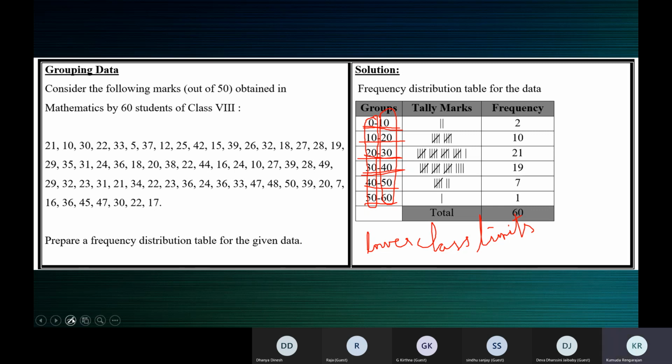So when you take up a class interval, just a minute, children.